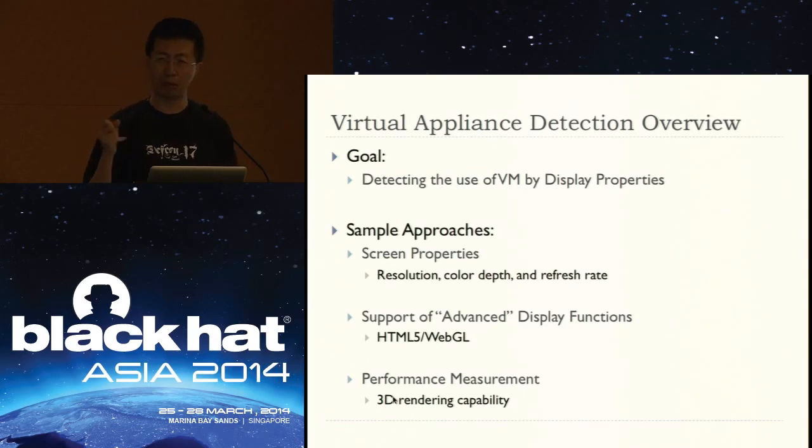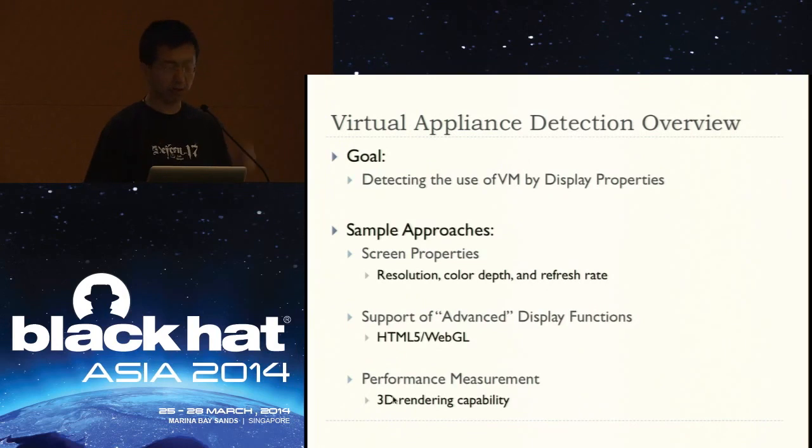So there's a few simple ones I'm going to list here. For example, the very dummy one is some of the display screen resolution information, including the size of the window and also the refresh rate and so on. There's also the feature we look at, whether the VM or the application supports advanced display functions like HTML5 or WebGL.